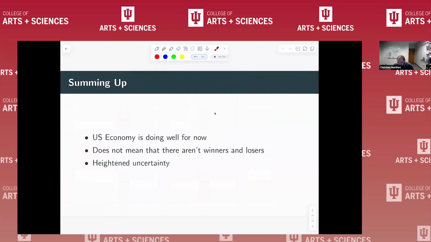So let me sum up here. I think my takeaway is that the US economy is doing well for now. Inflation is maybe a tad high, but it's also come down a lot. That doesn't mean that there aren't winners or losers. We've seen this in the wage distribution. And going forward, there's a lot of heightened uncertainty. That's reflected in forecasts, whether you look at forecasts by the government, by the Federal Reserve, or by professional forecasters. They will all acknowledge that there's a lot that could happen right now. But as we stand right now, the US economy is doing well. And I think that's all I have.